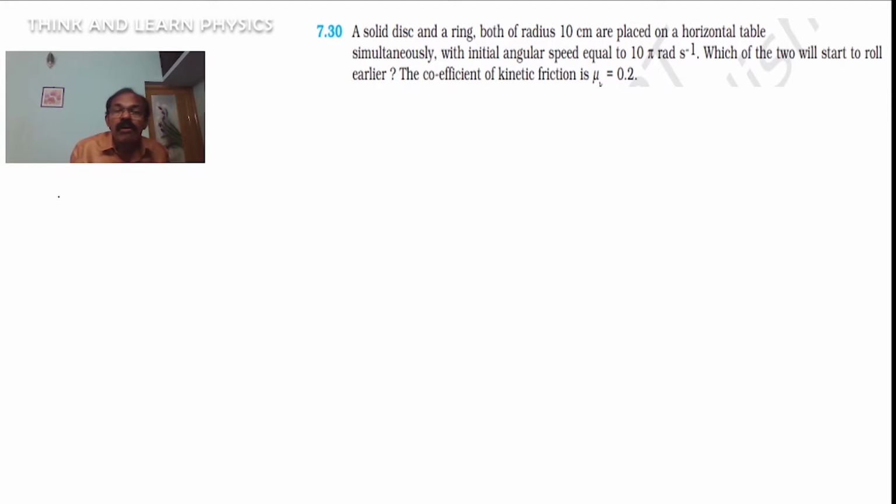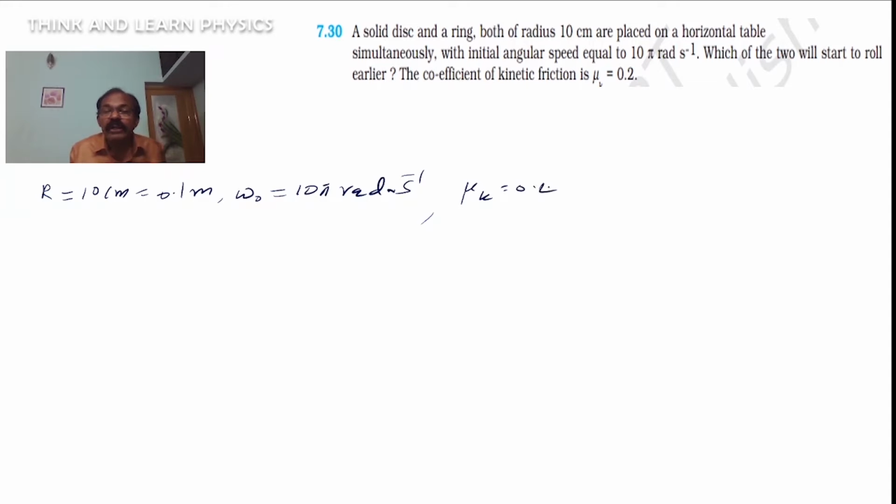Let us write down the given quantities. It is given that the radius of the disc or the ring R is equal to 10 centimeter, that is equal to 0.1 meter. Angular speed omega naught, the initial angular speed, equals 10 pi radians per second. Coefficient of kinetic friction mu k equals 0.2.